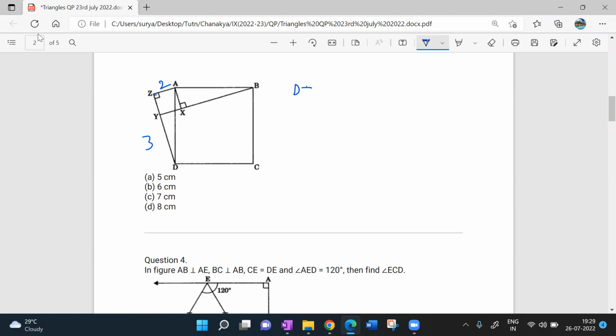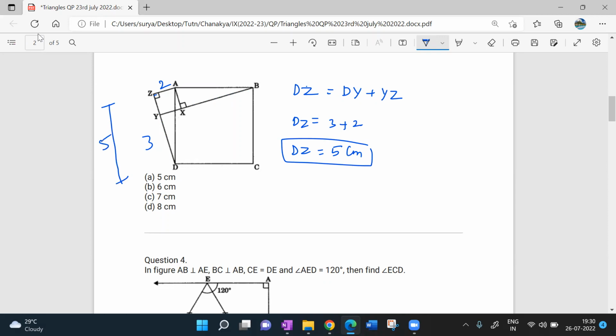Now, can I say DZ is equal to DY plus YZ? DY is 3 plus YZ is 2, so it's 5. So XB will be 5 and DZ is equal to 5. XB is also 5, right? DZ is 5.